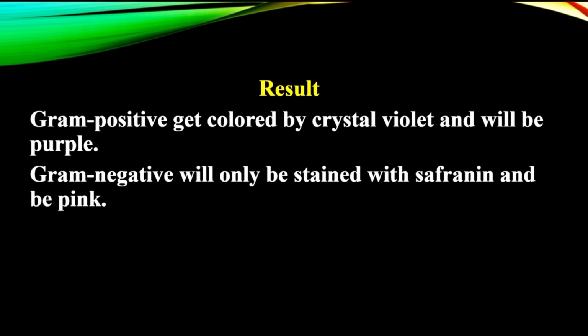Gram positive bacteria get colored by crystal violet, while gram negative bacteria are stained with safranin. So gram positive bacteria will appear purple, while gram negative bacteria, because they only stain with safranin, are pink in color. This is the procedure of gram staining.